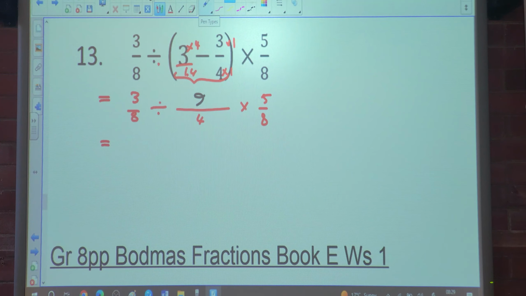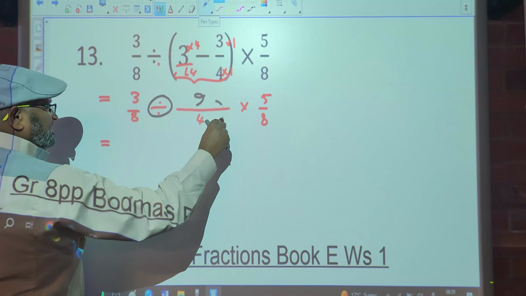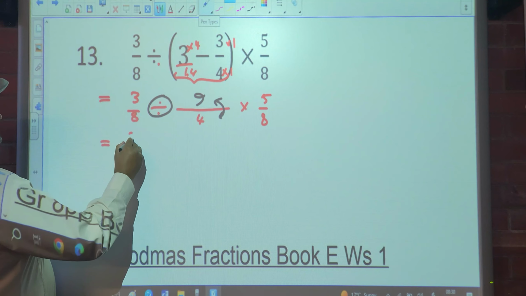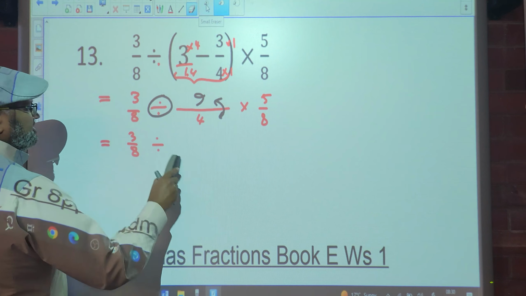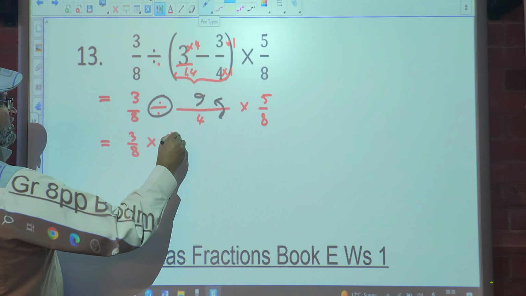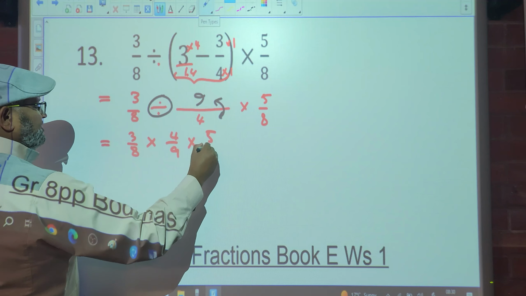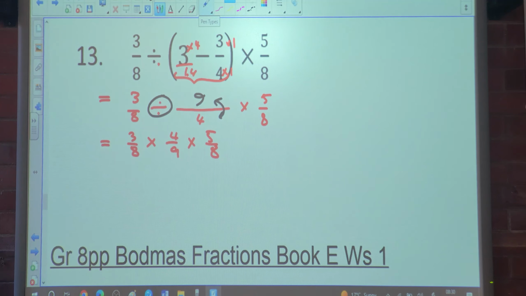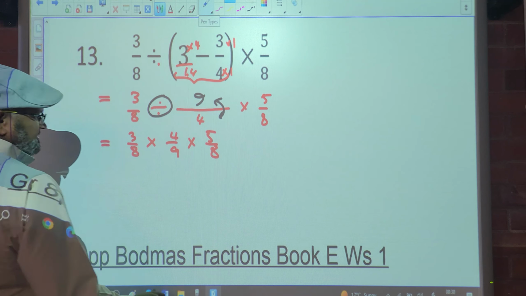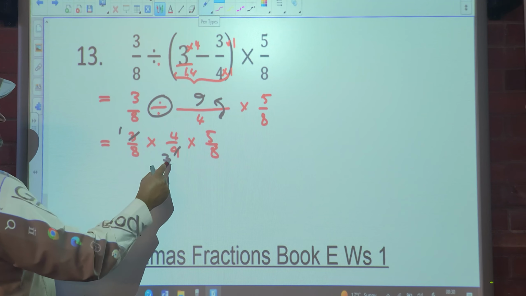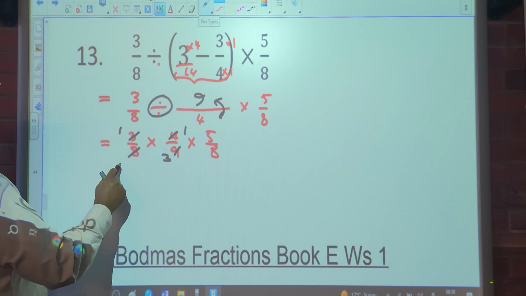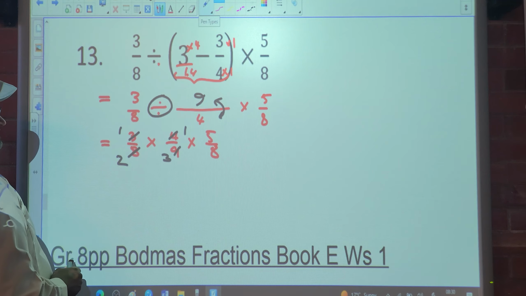Okay, so what are we going to do now? Change to multiplication. Tumble and times. So it's 3 over 8 multiplied by 4 over 9 multiplied by 5 over... Now what do we do? We cancel. Anything that can cancel yet? 3 going to 3 once, 3 going to 9, 3 times. 4 going to 4 once, 4 going to 8, twice. Anything else?